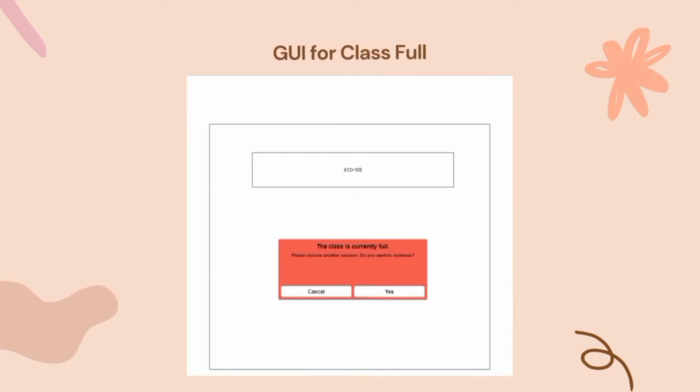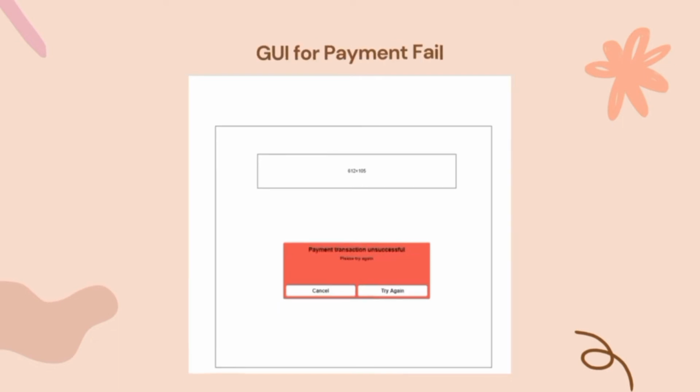Next is the graphical user interface for class full. An error will occur when the class is full and ask the user to choose another session. And last but not least is the graphical user interface for payment fail. An error will occur when the payment transaction is unsuccessful and ask the user to try again.